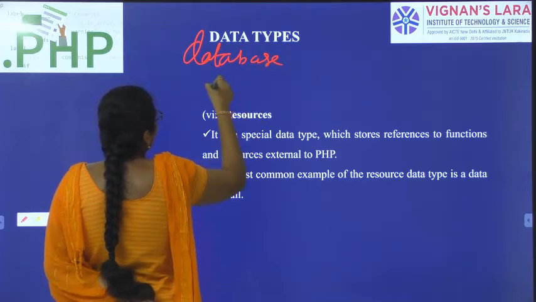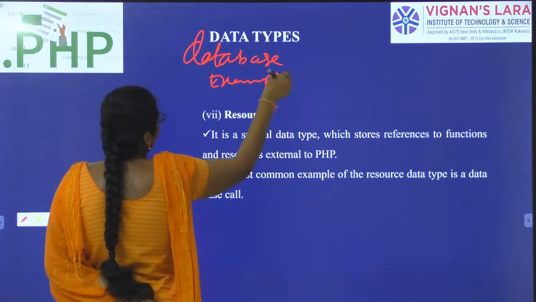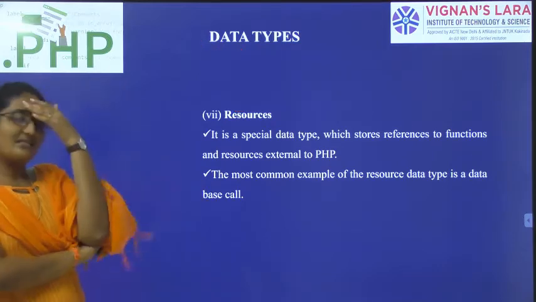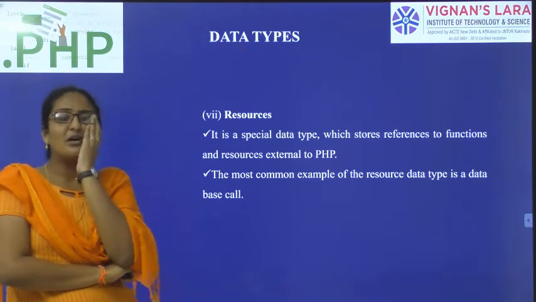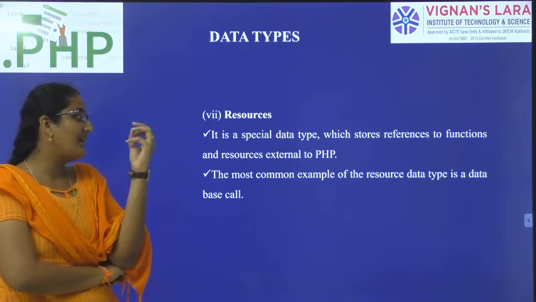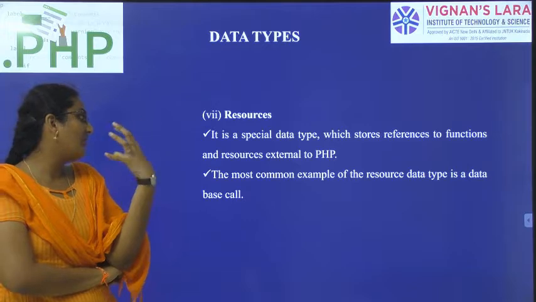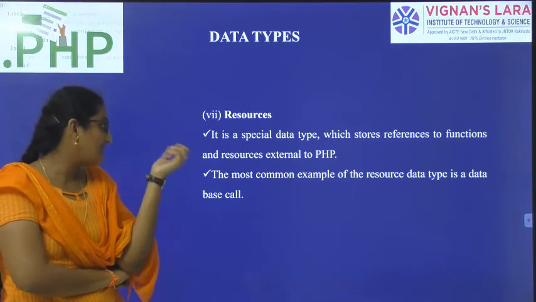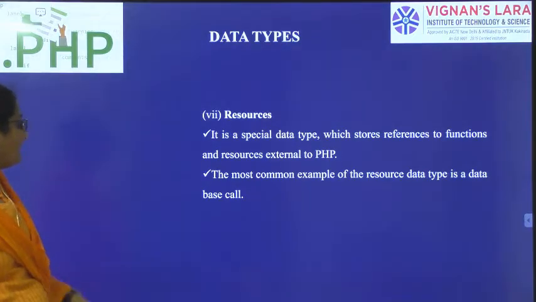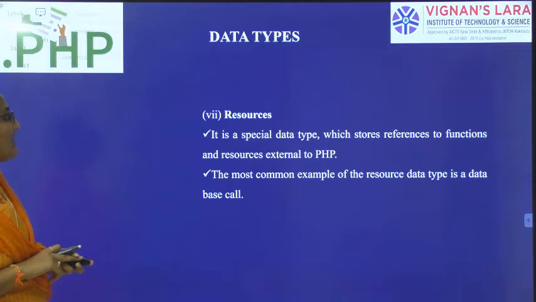Database is the best example for resource. So let us see, our next data type is resource, which is also a compound data type. Resource is a special type of data type which is used to store functions or any other resources. The most common example of the resource data type is a database. A database can be represented as a resource data type.